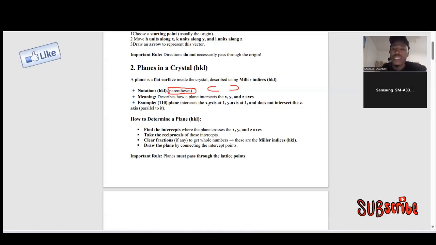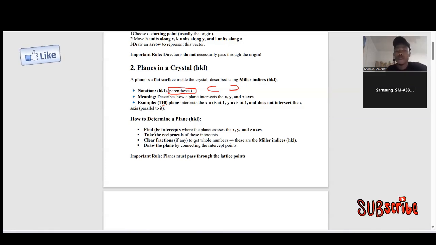Basically, the planes tell us how you are intersecting the x, y, or z axis. For example, if you are having (110), it means you are intersecting the x-axis at 1, and the y-axis at 1, and you are not intersecting the z-axis. When determining the Miller index, when something doesn't intersect, you write infinity. It means it will never meet that axis.